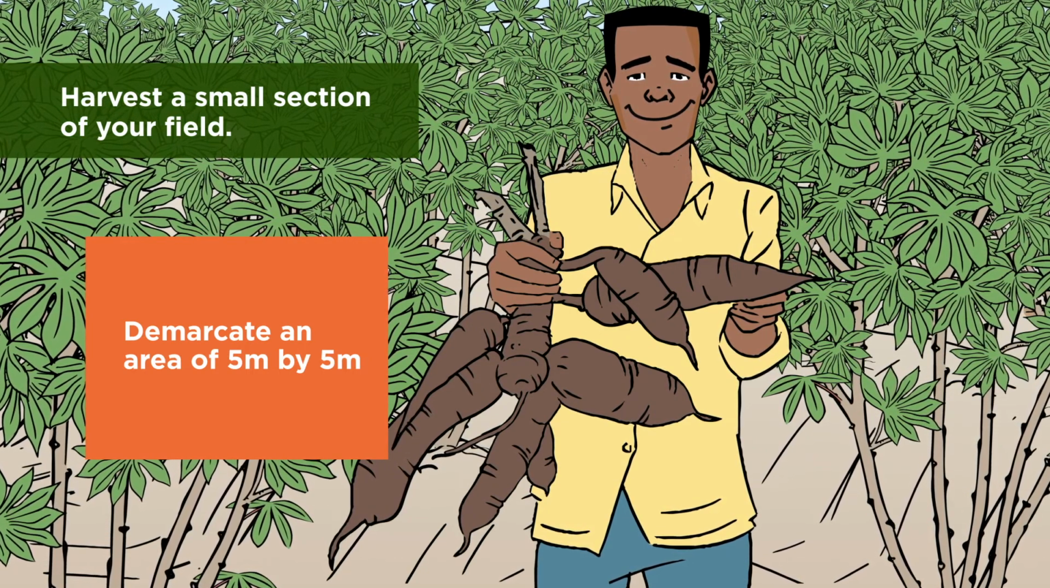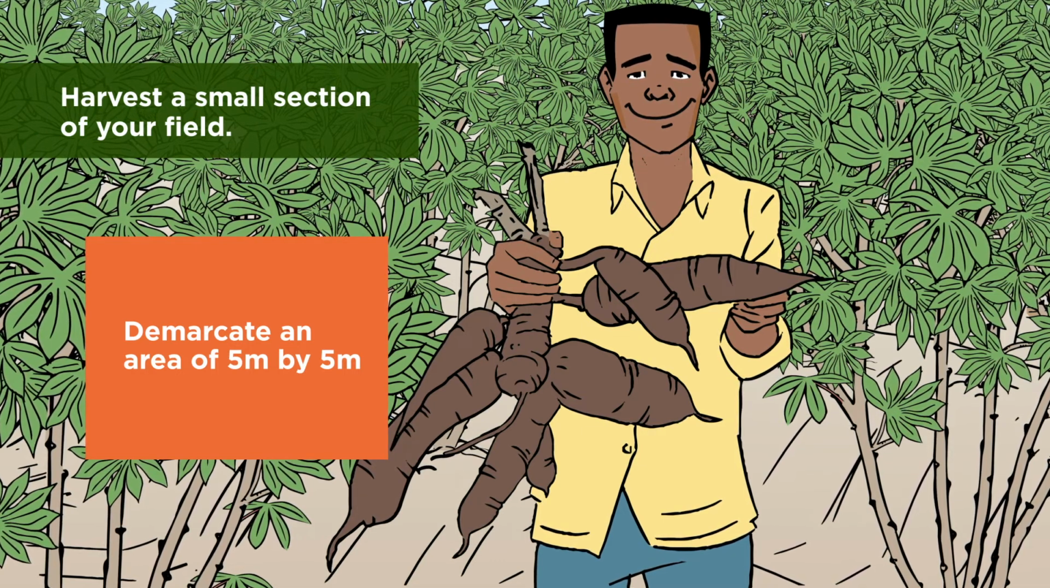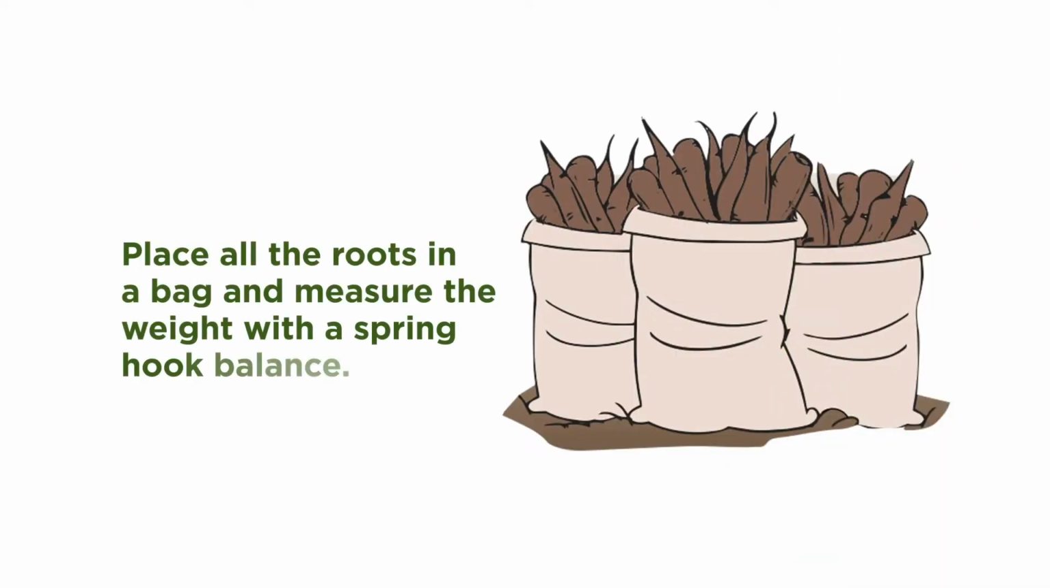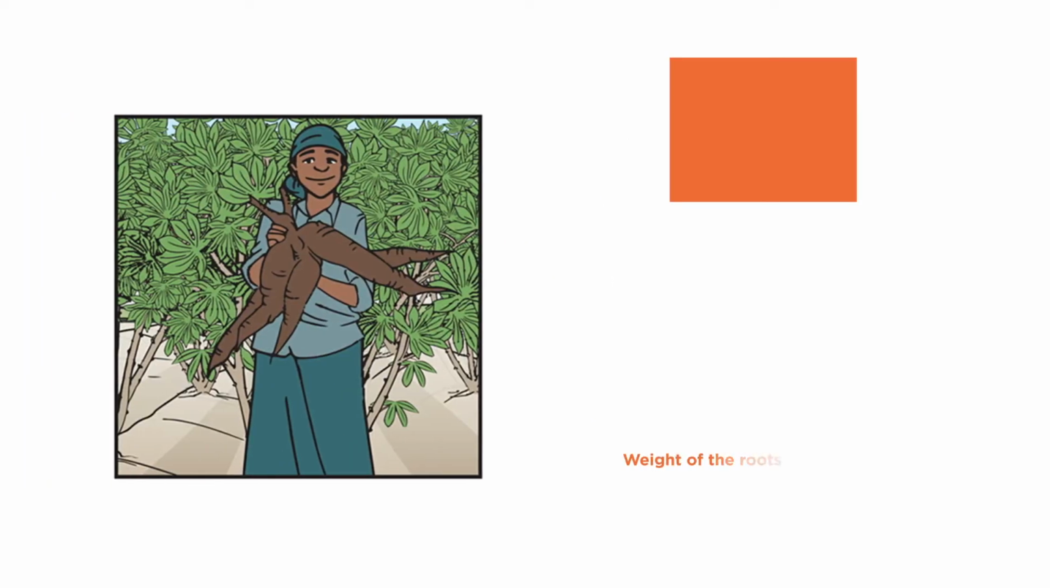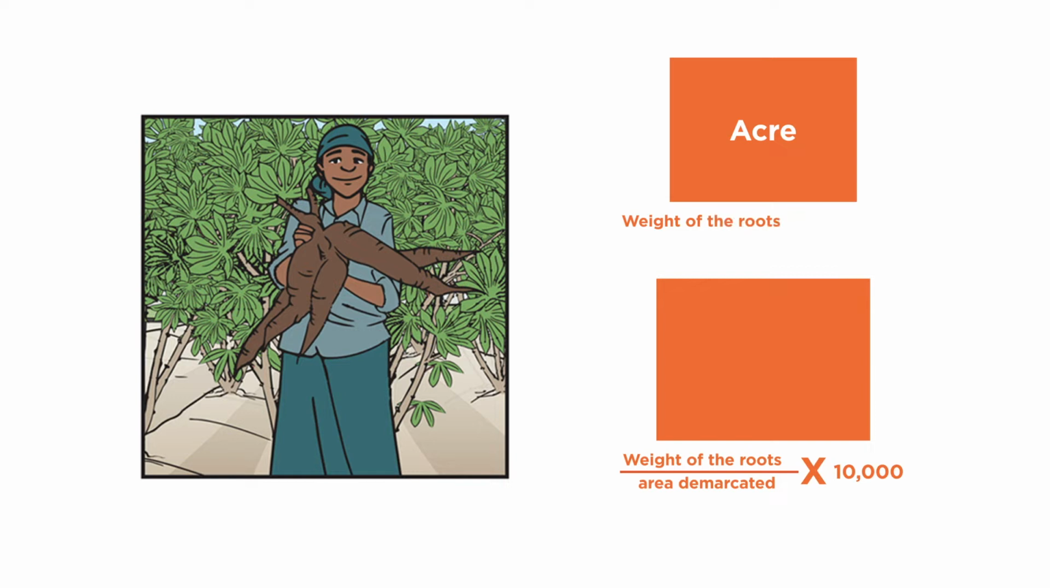You can then proceed and harvest the plants within the area that you've marked. Separate the roots and clean off any soil. Place all the roots in a bag and measure the weight with a spring hook balance. To calculate the yield, simply divide the weight of the roots by the area demarcated and multiply by 10,000 to obtain the yield per hectare, or by 4,000 to obtain the yield per acre.